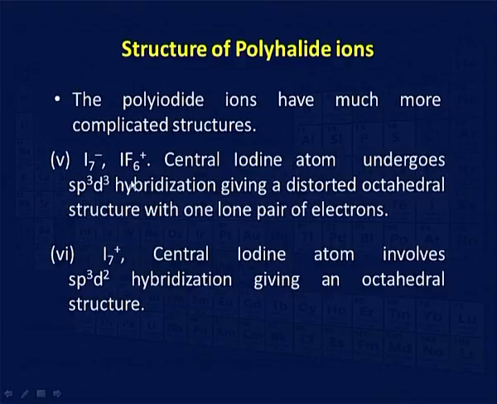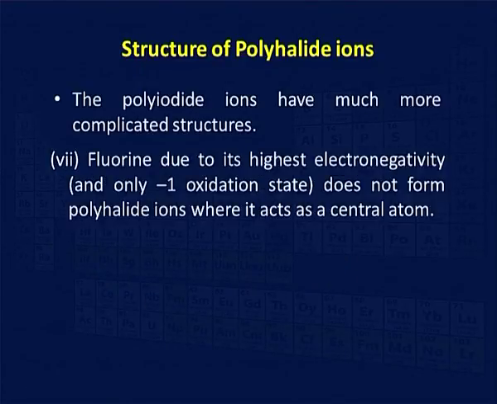I7 minus and IF6 minus are such types of polyiodide ions. Here the central iodine atom undergoes sp3d3 hybridization, giving a distorted octahedral structure with a lone pair of electrons. In the I7 plus polyhalide ion, the central iodine atom involves sp3d hybridization, giving an octahedral geometry. Fluorine, due to its highest electronegativity and having only the -1 oxidation state, does not form polyhalide ions where it acts as a central atom.